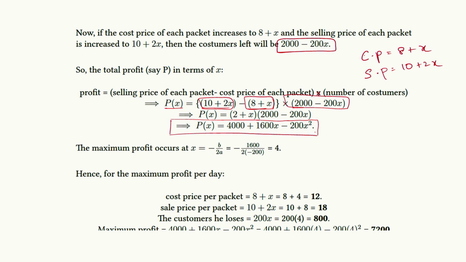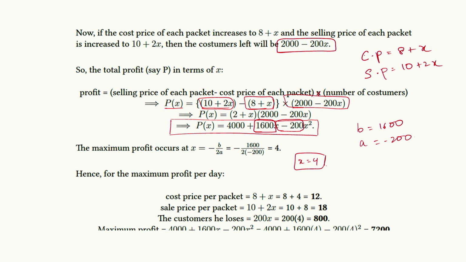So the maximum profit occurs at the vertex point. So in order to find that vertex point, it occurs at x is equal to minus b by 2a. So here b is 1600, a is minus 200. So if we substitute it here, we get x is equal to 4, where the maximum profit occurs.